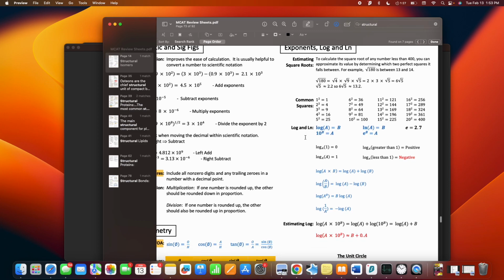Log and natural log: if log a equals b, then 10 to the b is equal to a. Natural log: e to the b equals a, and e is 2.7. Log of 1 equals 0 because 10 to the 0 equals 1. Log a asks, 10 to the what equals a.